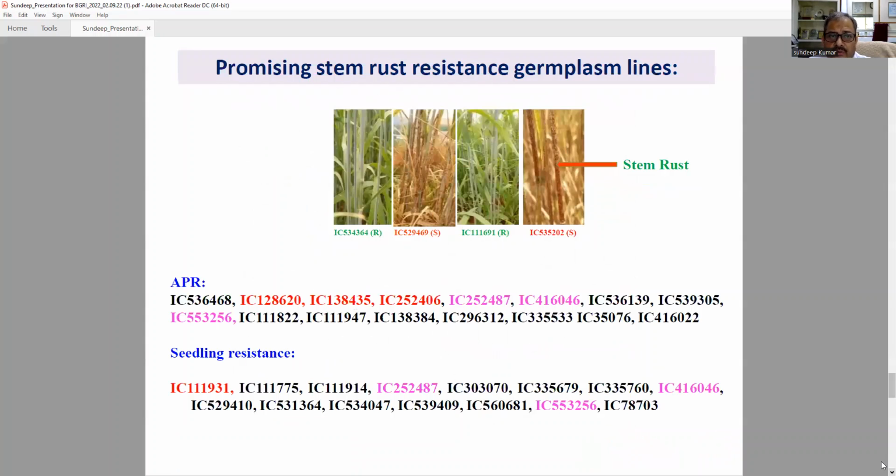We got promising stem rust resistant lines for adult plant resistance as well as for seedling resistance. There were some lines which were highlighted by the red color. They were having more than 18 favorable alleles for stem rust resistance, while the lines highlighted by the pink color are those which were showing resistance not only at the adult plant stage but also at the seedling stage.